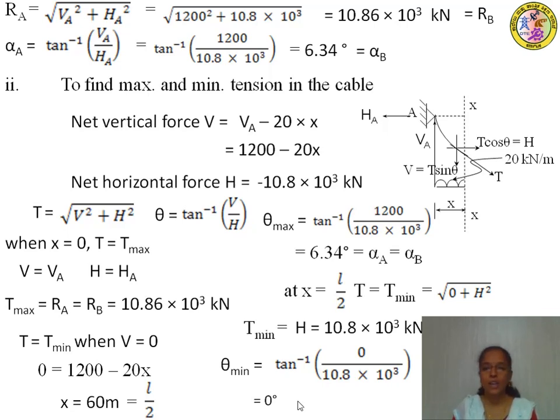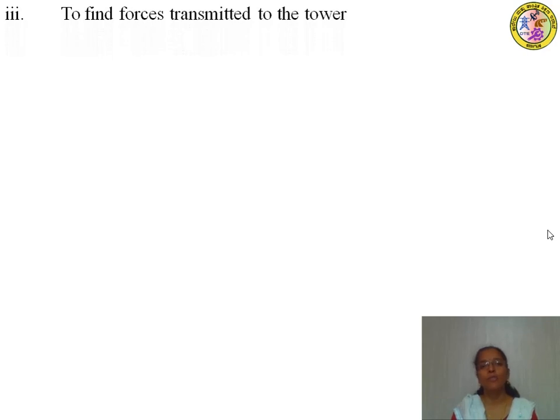Okay, directly you can take the values of L. Okay, at x is equal to L by 2, you can take T minimum, and at x is equal to 0 you can take T maximum. Okay, so that is the maximum and minimum tensions in the cable. Next, we'll move for finding the forces transmitted to the tower.